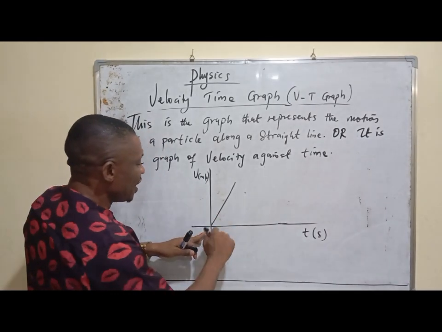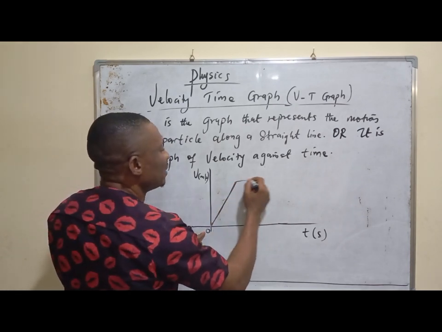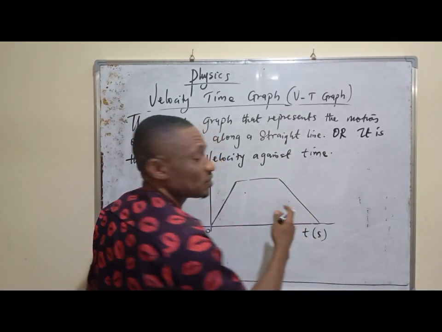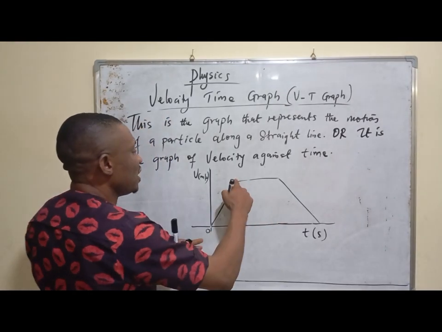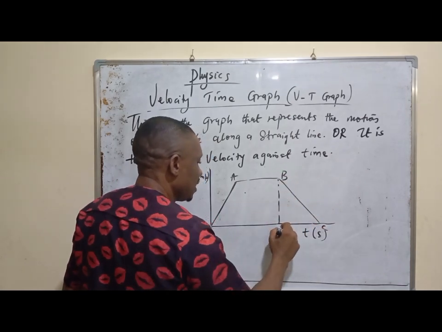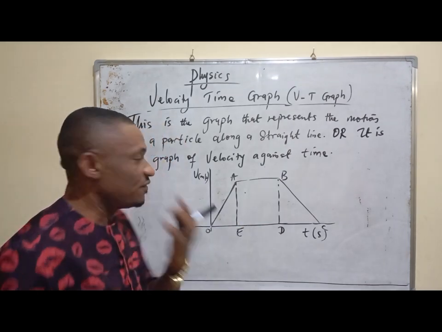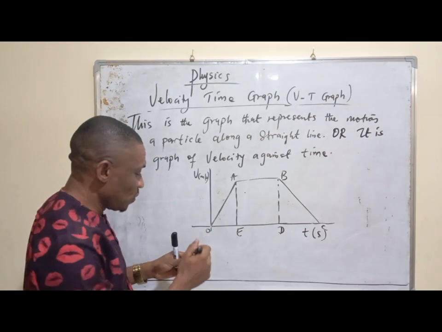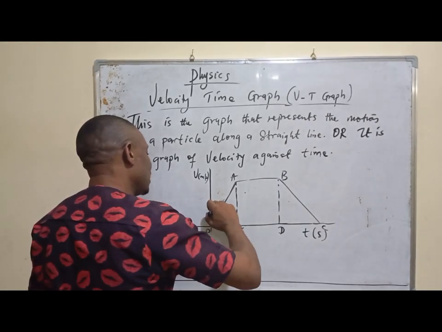Here we say that the particle starts from rest and accelerates uniformly, then maintains a uniform velocity, then retards. That is called negative acceleration. So from here to here, if I call these A, B, C, D, and E, with O already here, then from here to here is called uniform acceleration.